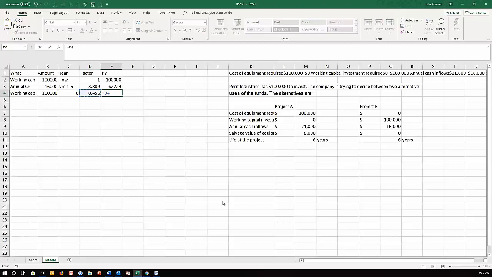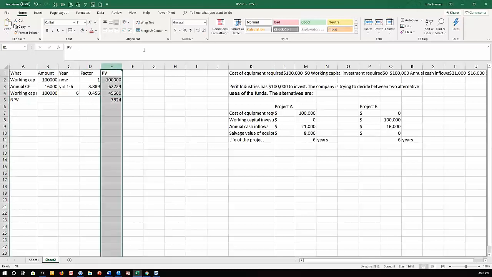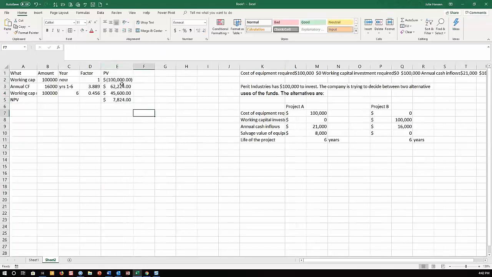So then I take 0.456 and I multiply times the working capital. And this is actually a minus because I have to spend that money now, right? So then my net present value for this one is going to be all of these things added up, right? So you add all of them. There's no subtracting.